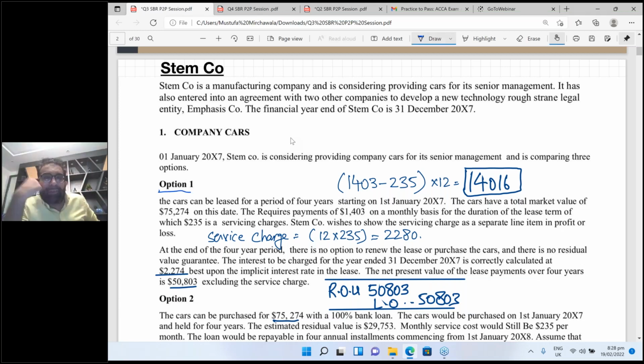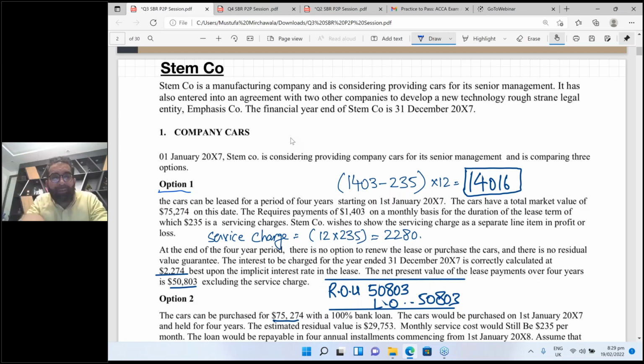Stop. First of all, we are lessee, because we are taking cars on lease. And I'm sure you all know, for lessee books, the new accounting standard IFRS 16, the latest accounting standard, is applied.